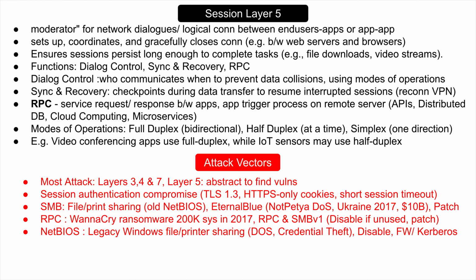Now NetBIOS, which is an older protocol to SMB, is a legacy Windows file or print sharing protocol, and there are certain denial of service attacks or credential theft attacks related to NetBIOS. Similarly you can disable it, and you can use different access control mechanisms, for example firewalls or Kerberos authentication. Then there is Network File System, which is a protocol on Linux or Unix operating systems. It is also vulnerable to unauthorized access if it is misconfigured.